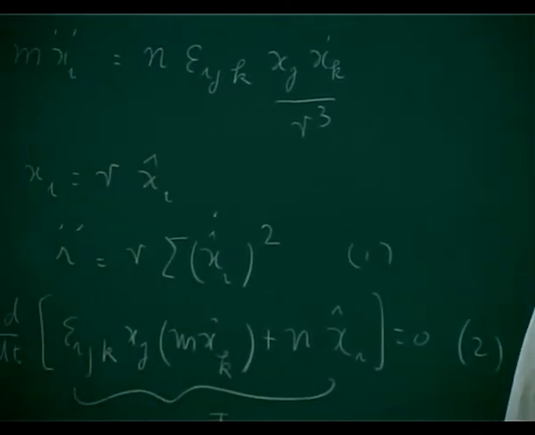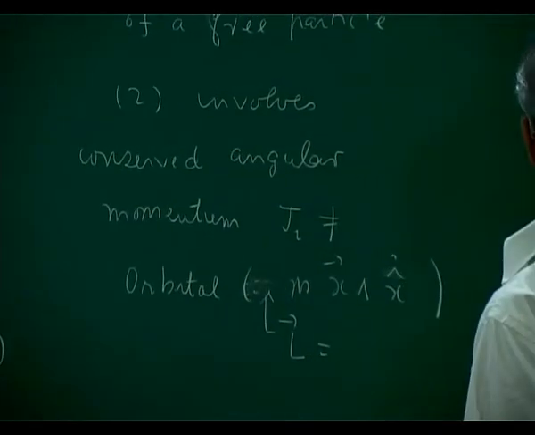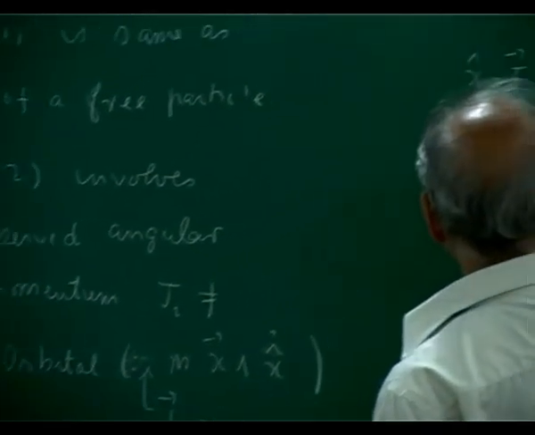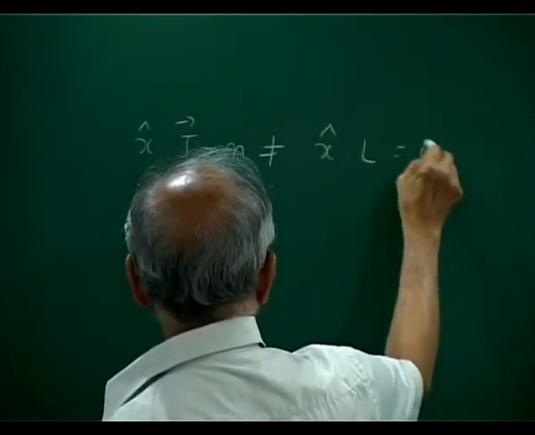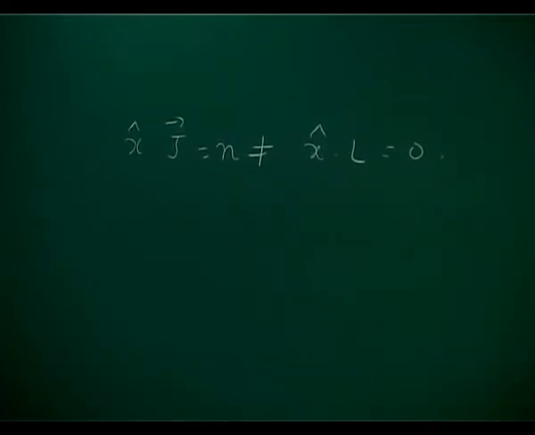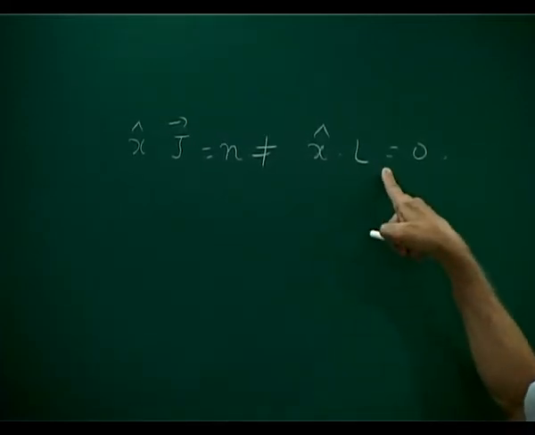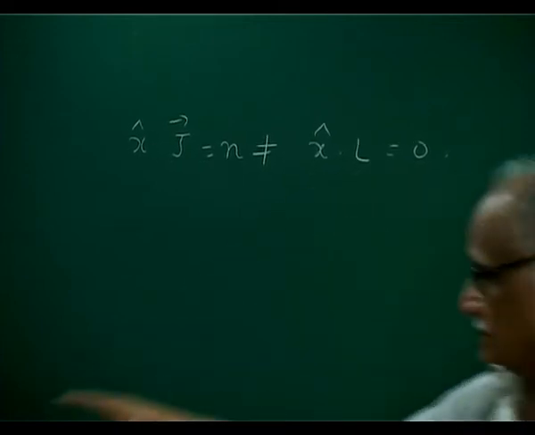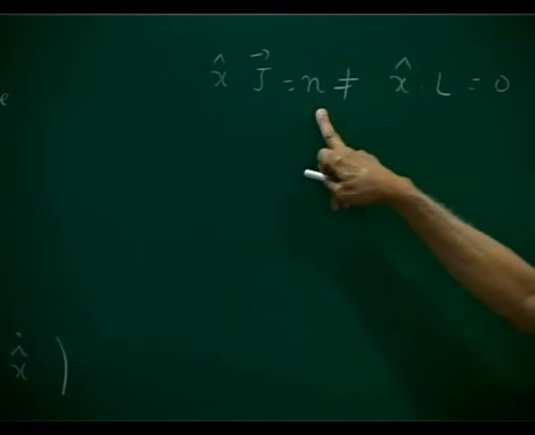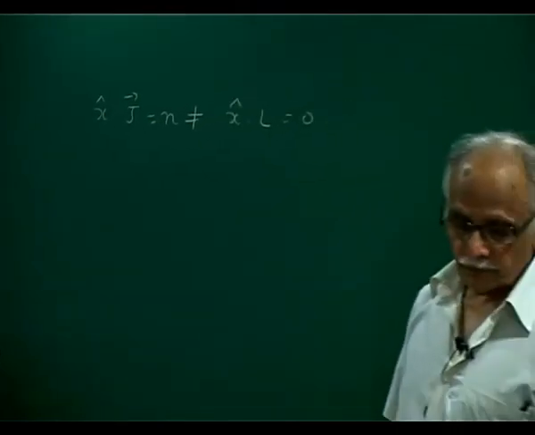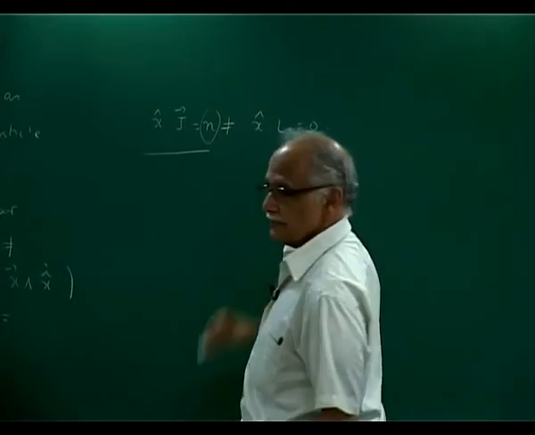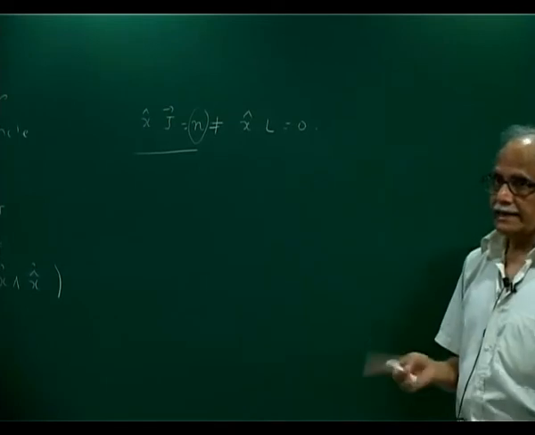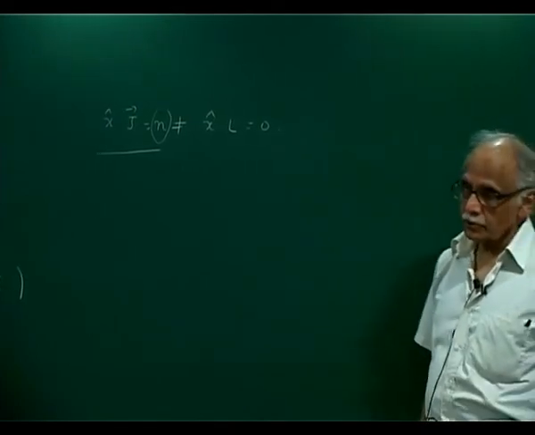Okay. So in particular, what is interesting is x hat dot J is n, which is not equal to x hat dot L, which is 0. In the orbital case, this equation is an identity, correct? But here it is not the case. There is an n here. So this equation here, the fact that there is a helicity along the line joining the particle to the monopole, is of fundamental importance.